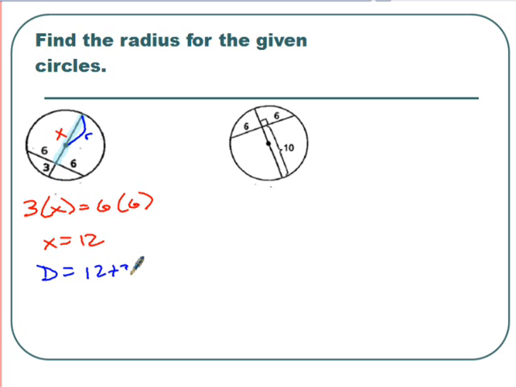Okay, so 12 plus 3, which is 15, which then makes the radius half of 15, so r is 7.5. Okay, let's try another one.